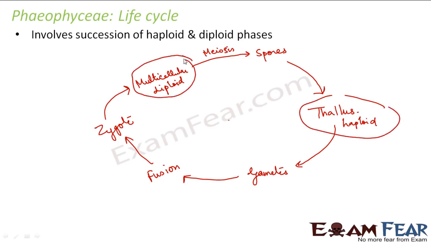So you see here there is a succession of the two phases. Diploid phase gives rise to haploid phase. Again haploid phase gives rise to the same diploid phase. Again the diploid phase gives rise to haploid phase, and so on. So that is why it says that this life cycle involves succession of haploid and diploid phases.